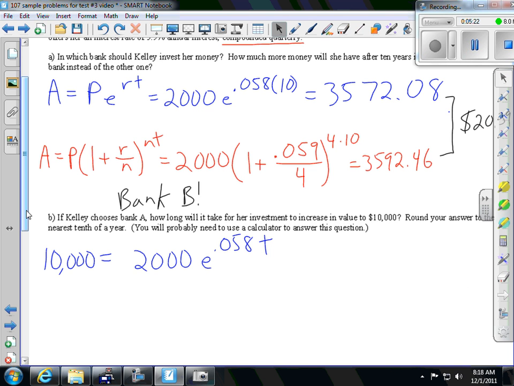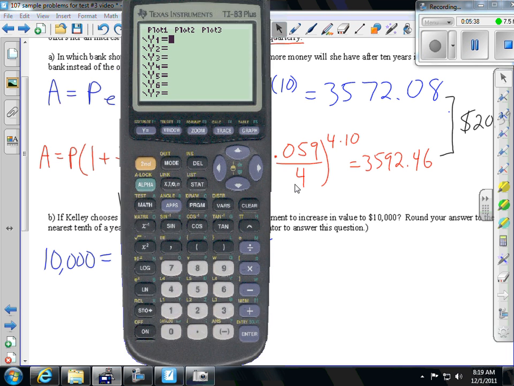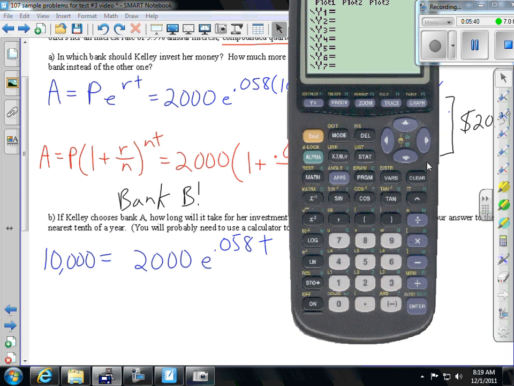Now, if you know something about logs already, then you can use logs to solve this equation algebraically. At this point, officially, we don't know logs yet. They're coming real soon. So right now, we're going to solve this equation on the calculator. Let's pull that up and go into y equals, and we're going to graph both sides of this equation. On the one hand, it's 10,000. On the other hand, 2,000, and again, e is the second, and then right there, 0.058. I don't have t, I have x.